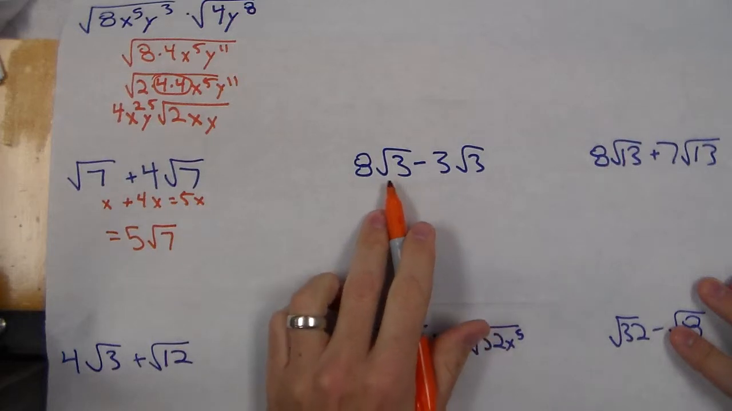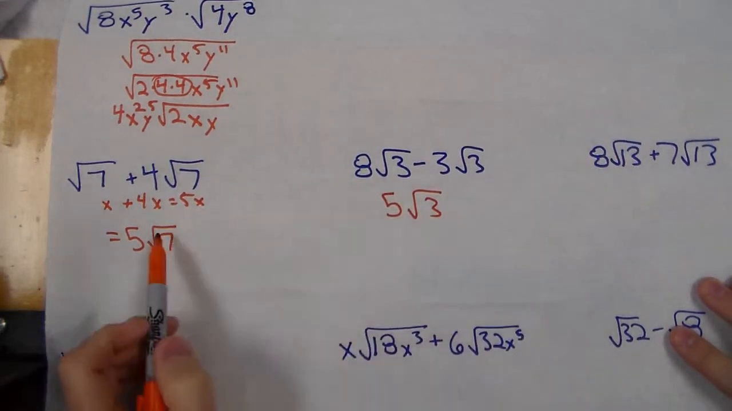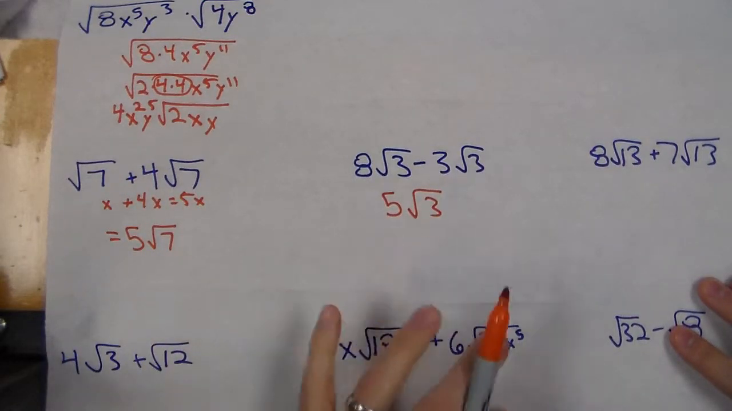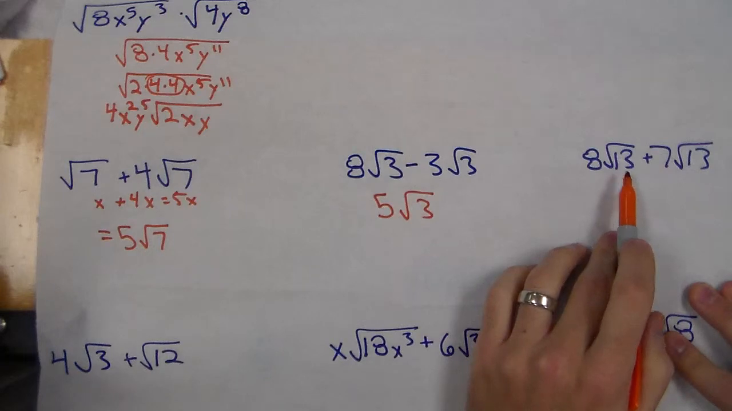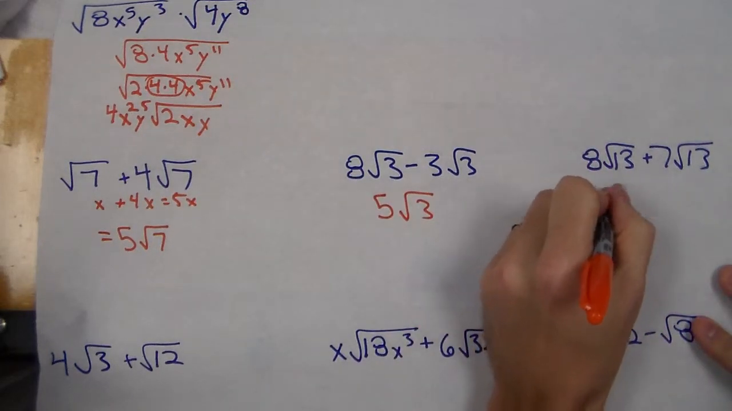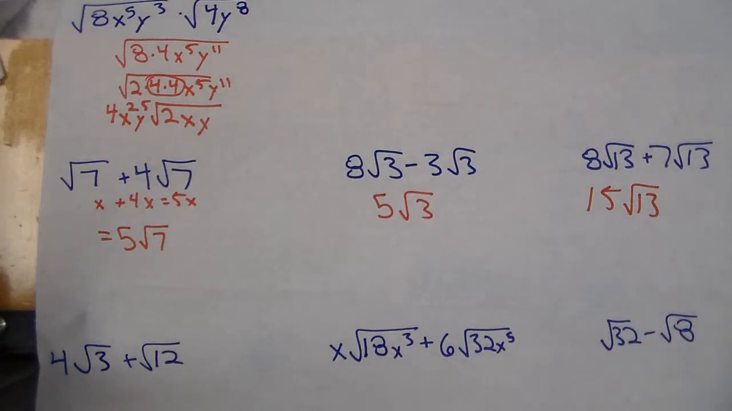We could go again on the next one. 8 root 3 minus 3 root 3 is going to be 5 root 3. Notice I did not change the radical here. I'm not multiplying them together. I'm just adding the terms. We go to the one on the far right here. 8 root 13 and 7 root 13 is 15 root 13. Now all of those are simplified down. I can't pull out any more perfect squares and simplify down, and we're good with that.